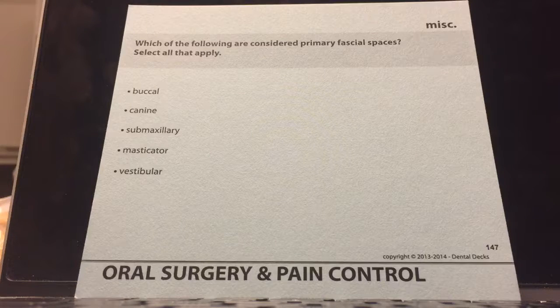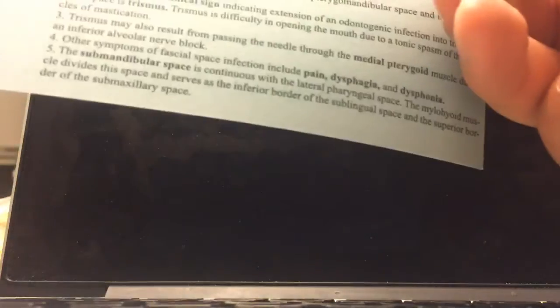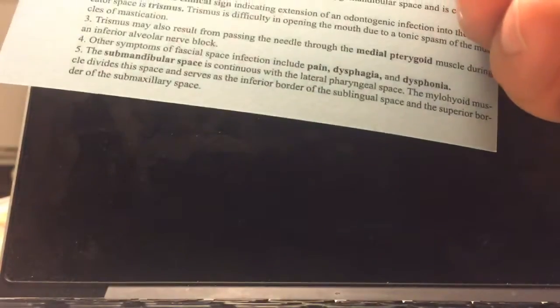Which of the following are considered primary facial spaces? Select all that apply. Buccal, canine, submaxillary, masticator, vestibular. Let's see. Buccal, canine, submaxillary, and vestibular. All of them except masticator.